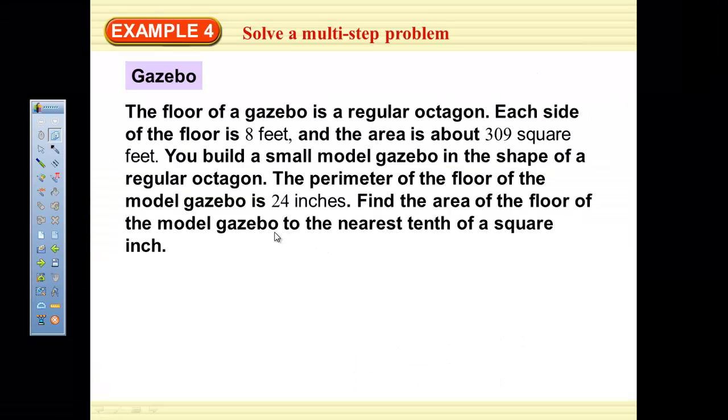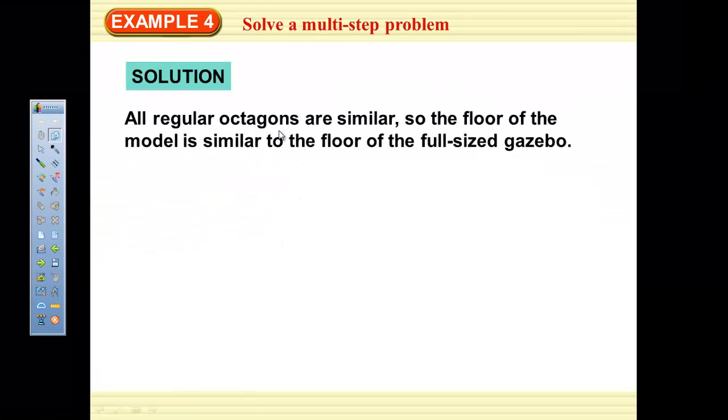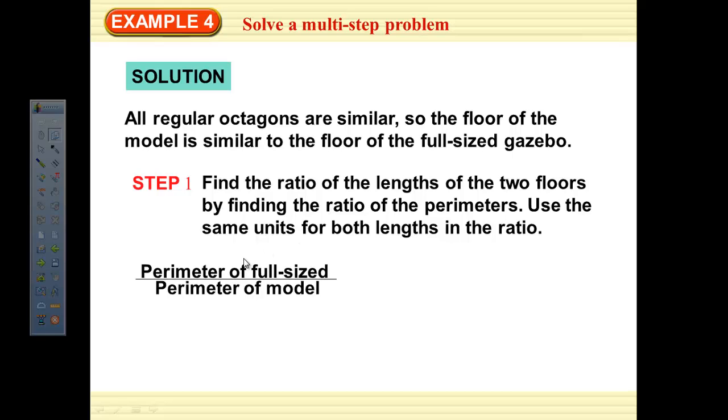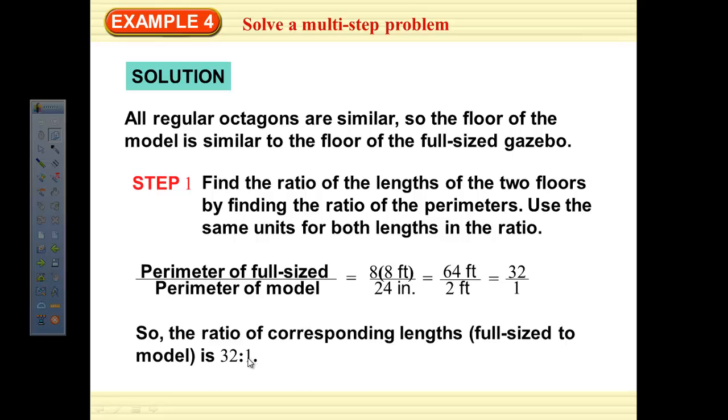We'll go over this again. Again, we know that the floors are similar, so we want to find the ratio of the lengths. We do perimeter of the full-size gazebo over the model. That's 8 times 8, and we're going to have to convert this to feet. So we end up with 64 over 2, which reduces to 32 to 1. We're going to square both top and bottom.